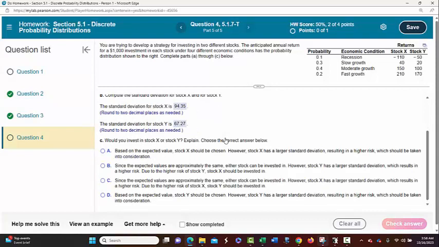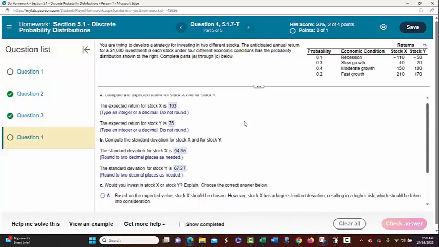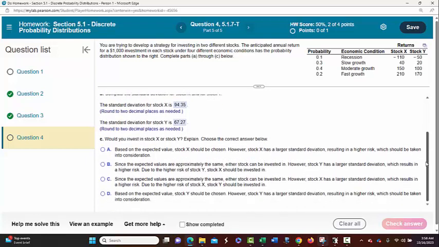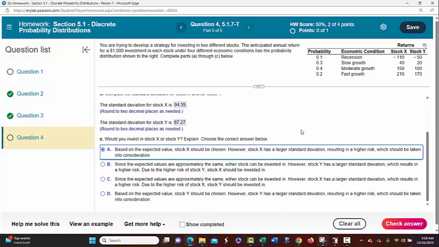Okay, let's see. Stock X has the higher expected value, 103 versus 75 long run average, but it also has a higher standard deviation, which means that it'll go up and down more. That's the volatility. So that's how you have to answer this question. As far as which one you choose, that would be up to you, but it looks like A is going to be it. Based on expected value only, you'd pick that for sure, but it has a larger standard deviation, resulting in higher risk, which should be taken into consideration.